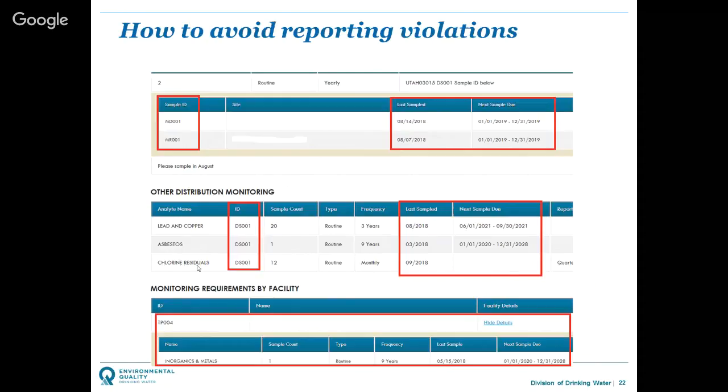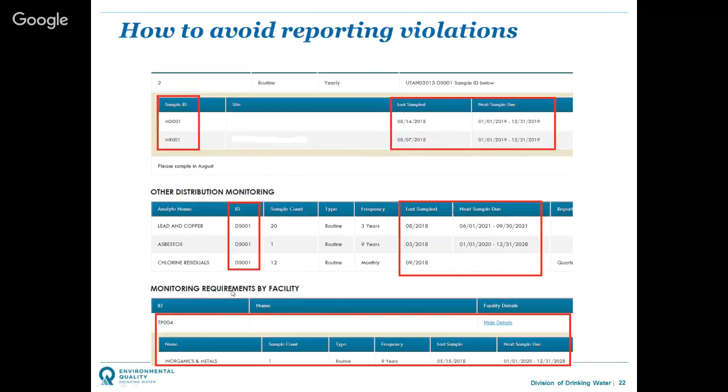But it's there now. And you can look and see that the chlorine residuals need to be labeled as DS001. They're required to take 12. It's a routine sample. Their frequency is monthly. They last got them in September, and it's blank because that is every month. And reporting is only every 3 months. Right. So we don't need your third quarter and residual averages until October 10th.